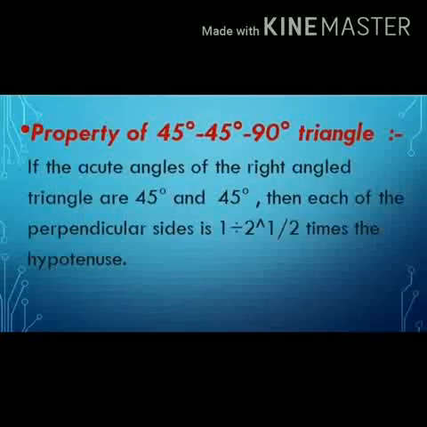Now we can see the second property of the right angle triangle, that is 45 degree and 90 degree triangle. In this property, if the acute angles of a right angle triangle are 45 degree and 45 degree, then each of the perpendicular sides is 1 upon root 2 times the hypotenuse.